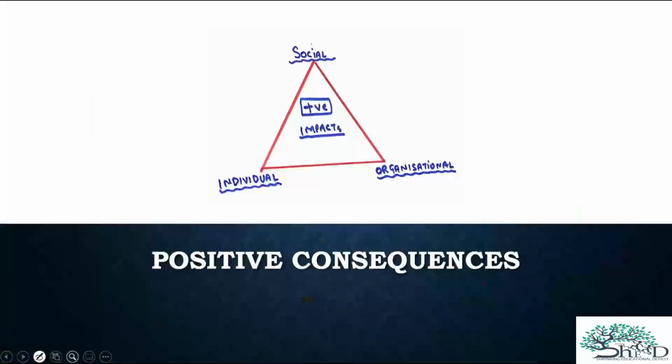We'll see both. First of all, let's start with the positive consequences. This is the diagram which you can make in your notes or take a screenshot. We will be studying through the triangle of social, individual, and organizational. There can be other things also which you can add, but the major ones here are social, individual, and organizational. That is the positive effect of following ethical principles on society, individual, and organization.